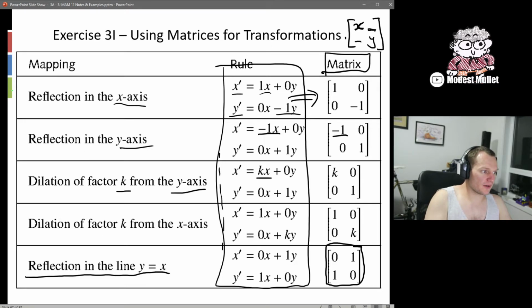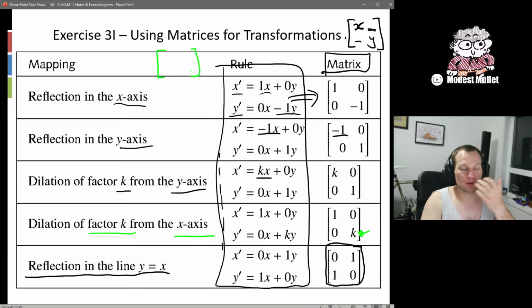Same for, say, if I did a dilation of factor k from the x-axis, so k some number, whatever it is. If I'm dilating from the x-axis, what coordinate is actually changing? Well, that's my y coordinate. How much is it changing by? It's changing by k. So I put a k there instead of 1. The standard no transformation matrix, where the original coordinate stays the same as the old, is just 1 and 1. Okay.